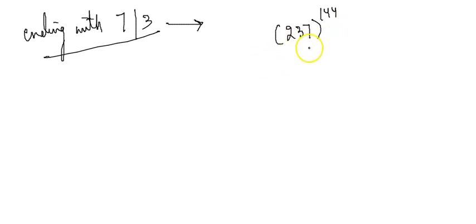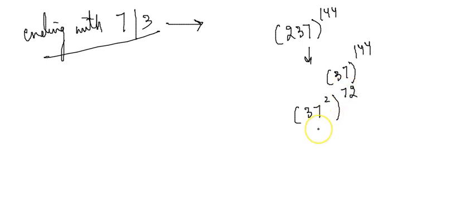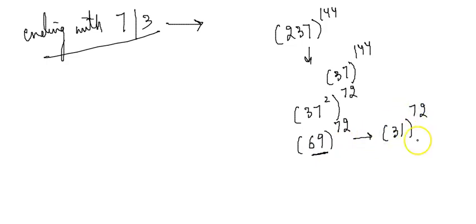So what we can do, again you just write it as 37 raised to the power 144. Okay, and we can write it as 37 square raised to the power 72. And the last two digits of 37 square will be 69 raised to the power 72. Again, this is the previous case, 69, so you can write it as 31 raised to the power 72. So your answer would be 1, and 3 into 2, 6, 61. So the answer to this question is that the last digits will be 61.